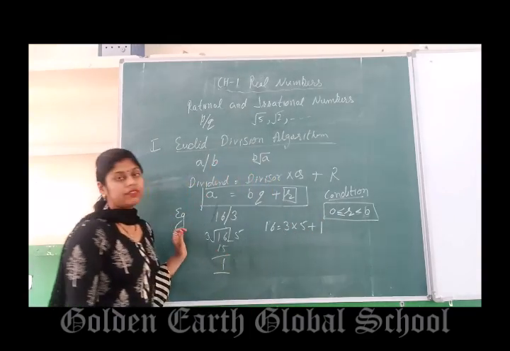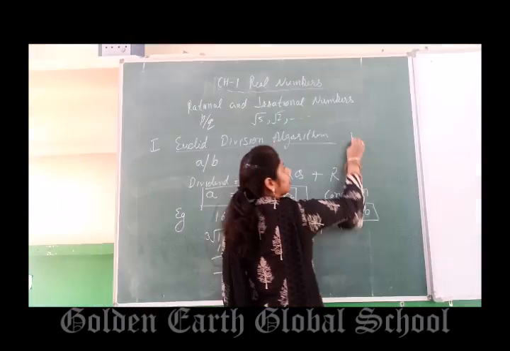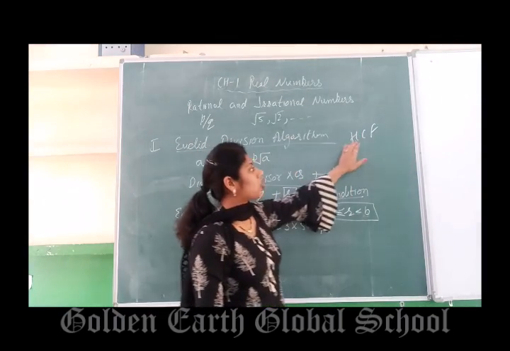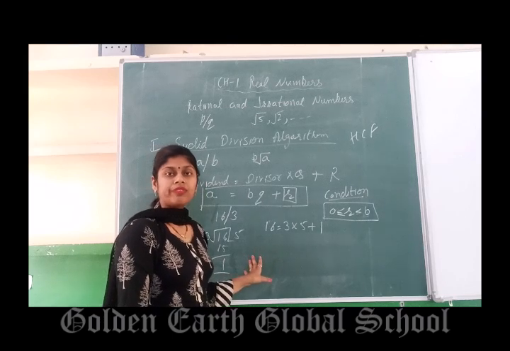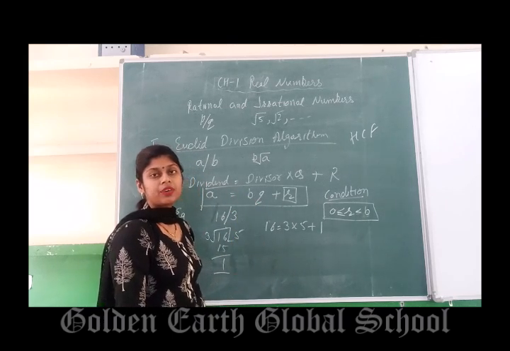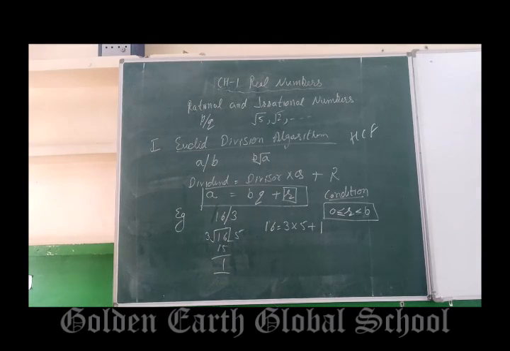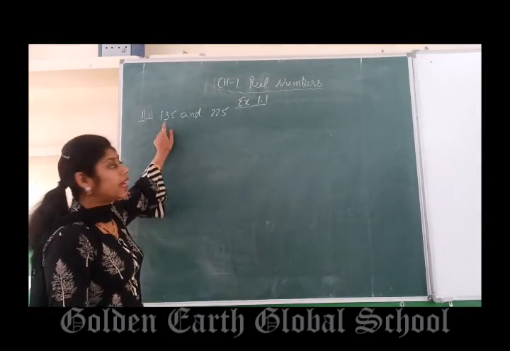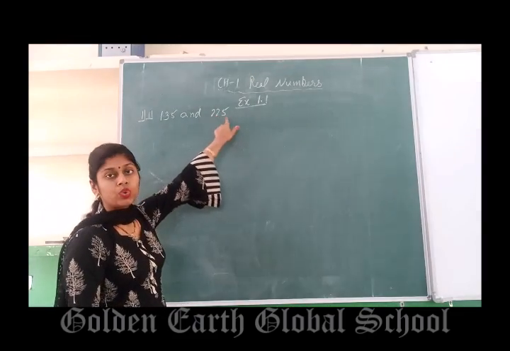This is your Euclid division lemma. It is applicable to find HCF. What is the full form of HCF? Highest common factor. So in the first exercise we will discuss how to find HCF using Euclid division algorithm. Let's start your first exercise. First exercise, first question: find the HCF using Euclid division lemma of 135 and 225.